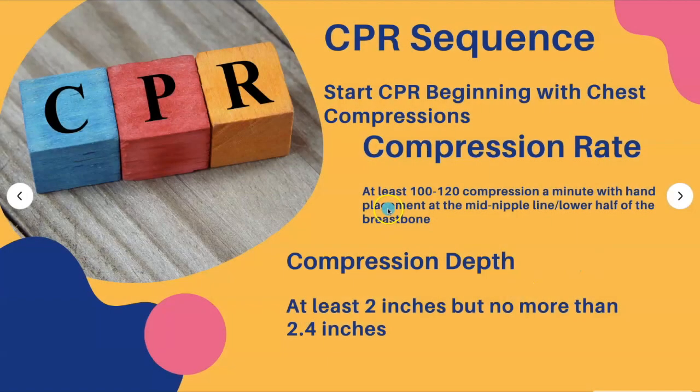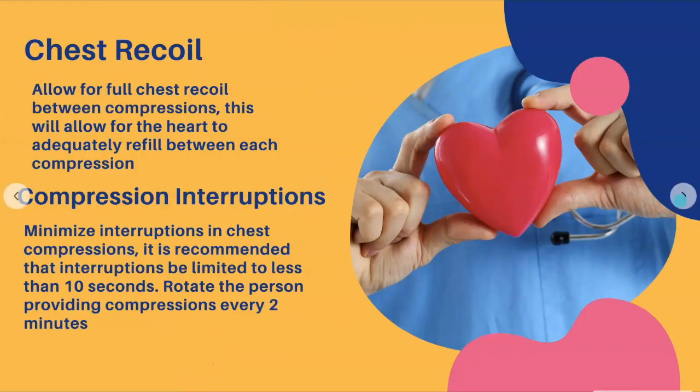You do need to know that the compression rate needs to be between 100 to 120 a minute, and that for adults, the compression depth needs to be at least 2 inches, but no more than 2.4 inches. Also in my BLS video, I talk about children and infants. So if you are interested, please check out that video. Again, this was also on the test.